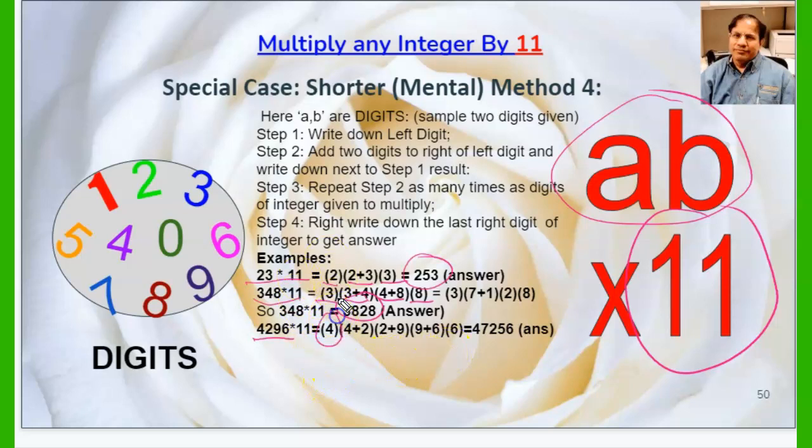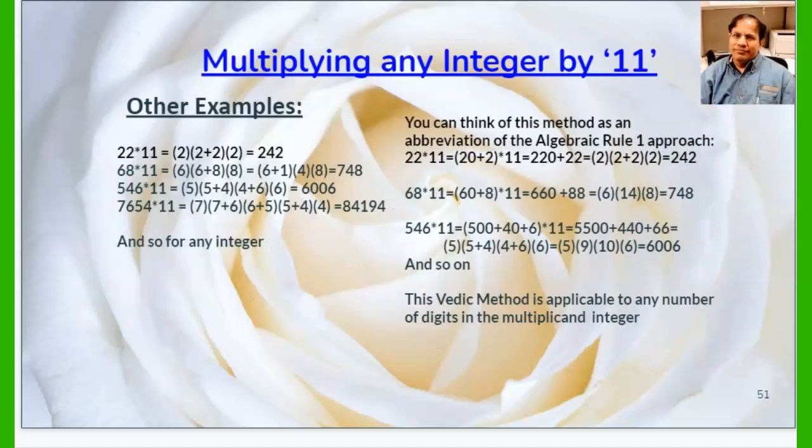The left digit is 4. And then we add up 4 plus 2 as the next digit. Then we add up 2 plus 9 as the next digit. And then we add up 9 plus 6 as the next digit. And then we end up with 6 as the last digit. Of course, we use the carry over and get the result as 47256.